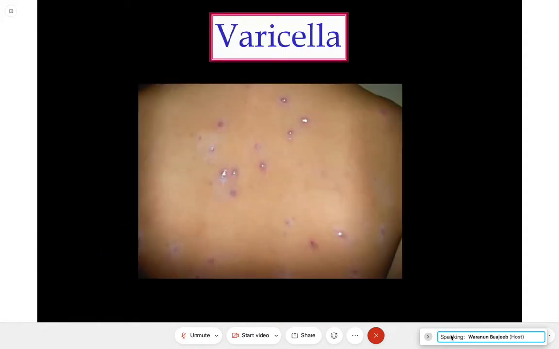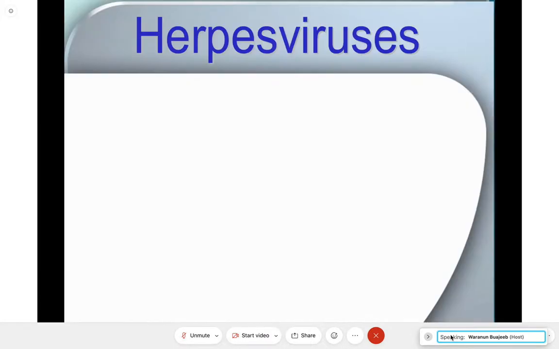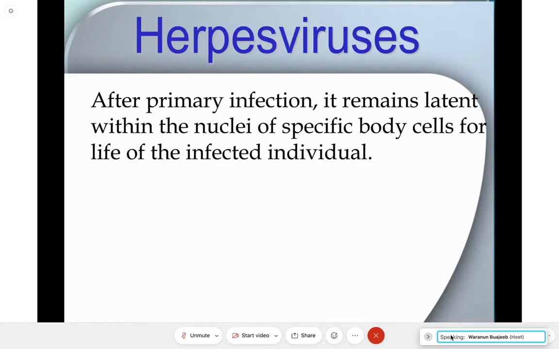And also, this is the varicella of her son. You can see the vesicle formation at the back. And this is with the medication already on some part. And some areas also show crusting formation. So this is the primary infection of varicella zoster virus. And you remember, after primary infection, after getting varicella, the virus will remain in the specific body cell.